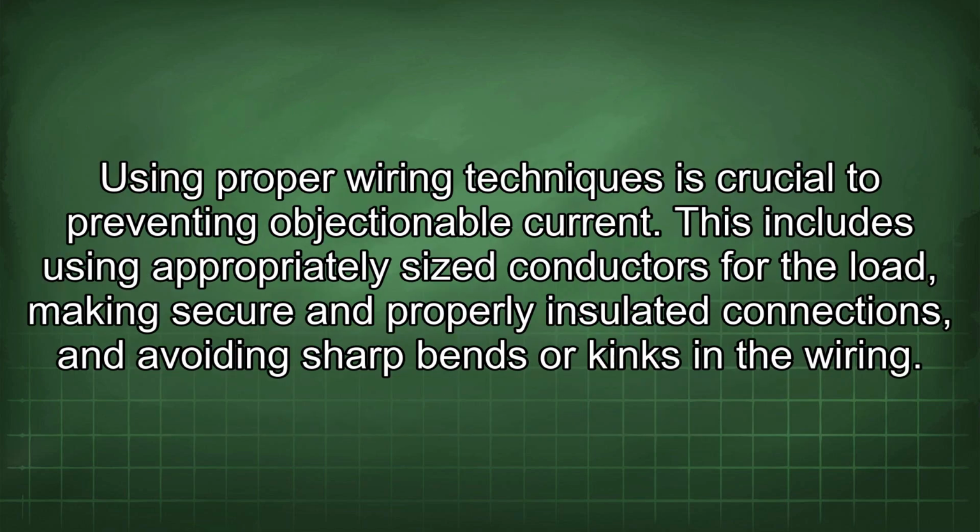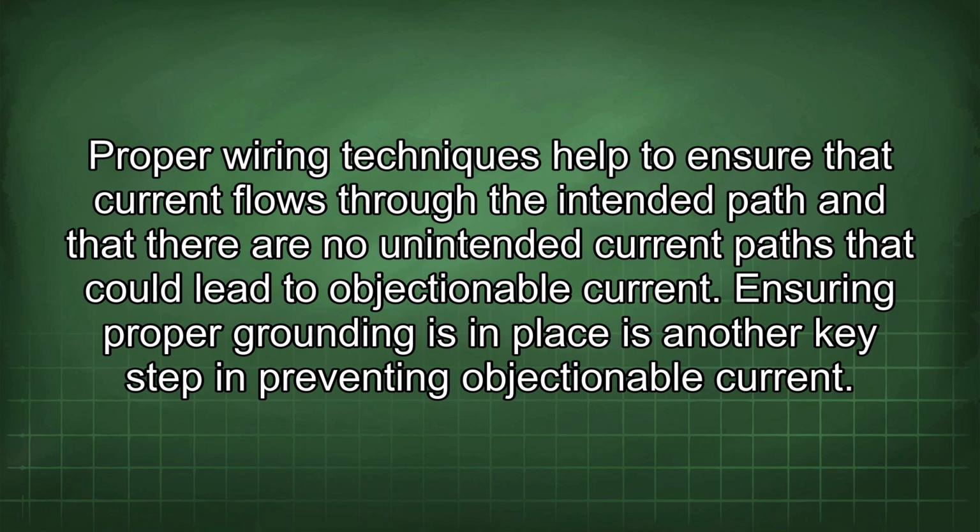Using proper wiring techniques is crucial to preventing objectionable current. This includes using appropriately sized conductors for the load, making secure and properly insulated connections, and avoiding sharp bends or kinks in the wiring. Proper wiring techniques help to ensure that current flows through the intended path and that there are no unintended current paths that could lead to objectionable current.